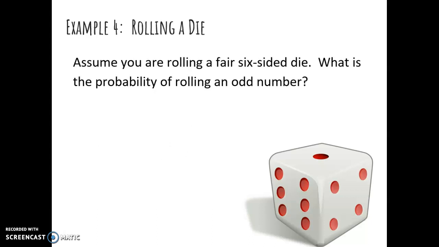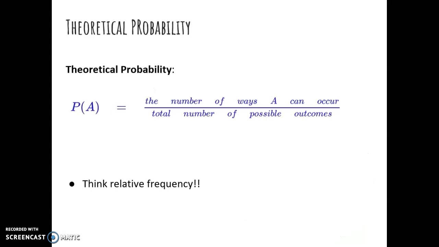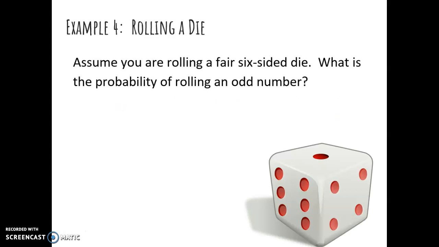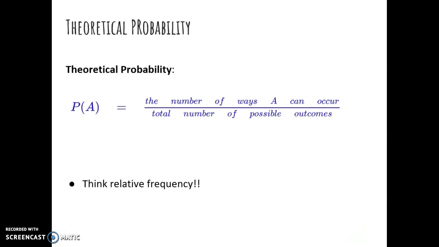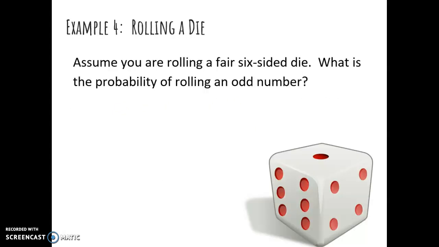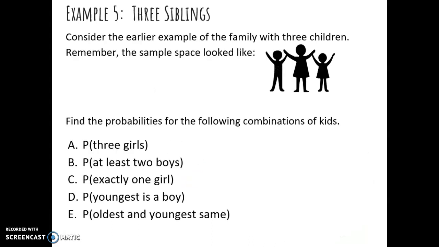So assume you're rolling a fair 6-sided die. What is the probability of rolling an odd number? So you have to figure out the number of ways that an odd can occur. So an odd can occur by rolling a 1, a 3, or a 5. So that's 3 ways. And then you divide that by the total number of possible outcomes. So how many outcomes are there if you roll the die? There are 6 sides, so 6 outcomes. So that would be 3 out of 6, which is 1/2. And you could write that as 0.5. And there would be no need to round there because 0.5 only goes out 1 decimal place.